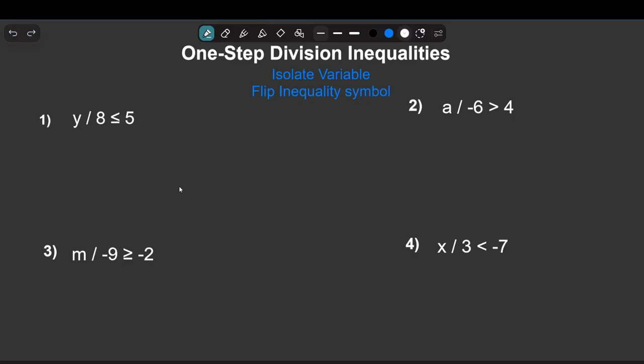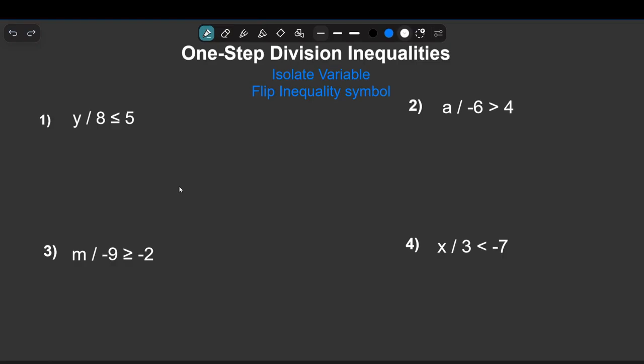In this video I'm going to cover how to solve one-step division inequalities. When we solve one-step inequalities, we want to isolate the variable, get it by itself on one side of the inequality. We do that by using inverse operations, so this is very similar to solving equations. One thing we need to be aware of, though: we flip the inequality symbol when multiplying or dividing both sides by a negative. We will talk more about this later in the video.